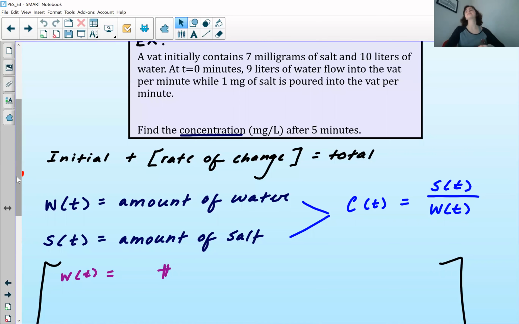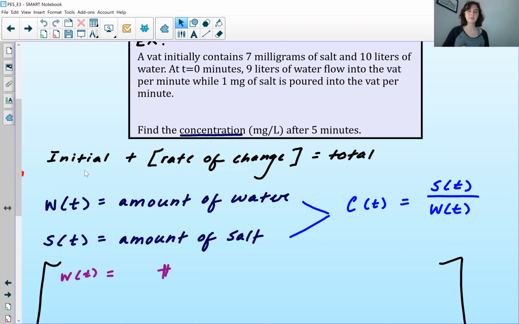Okay, so our goal is to find the concentration, and we just talked about how we're going to take our solute and divide that by our liquid or our solvent. You can see on the right here, I wrote what that might look like. Our concentration function over time would equal our solute over time divided by our solvent over time. In this particular example, we're comparing salt and water. And if we want to find the total amount of salt and the total amount of water, then we want to take into account our initial value and our rate of change.